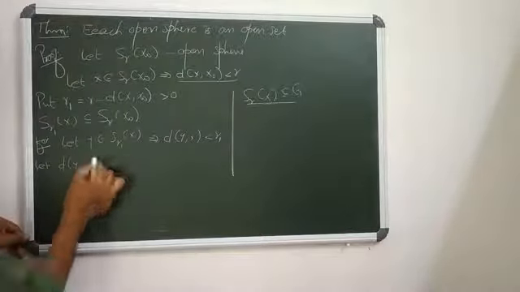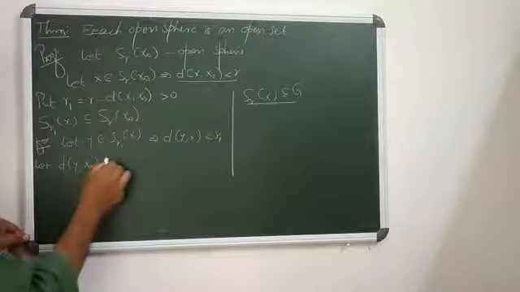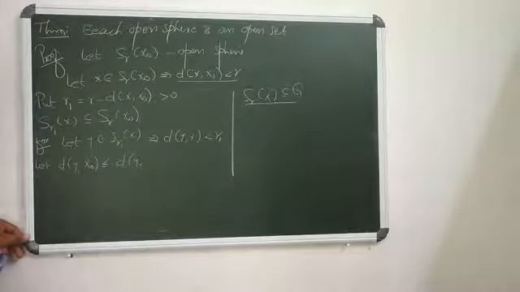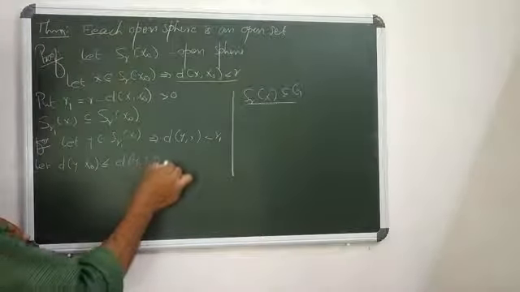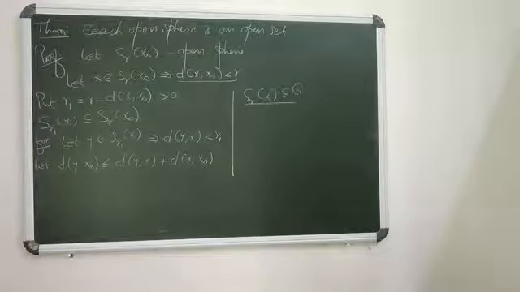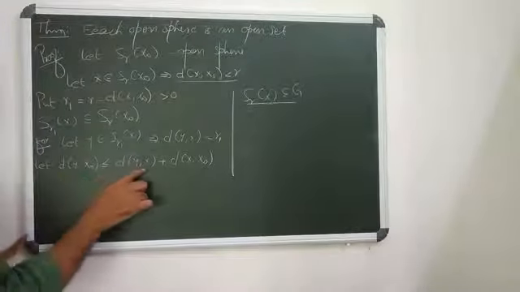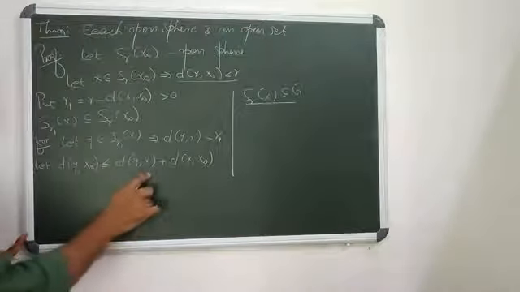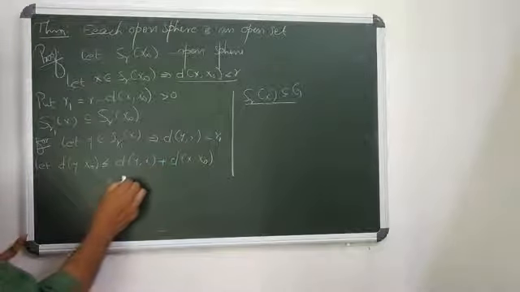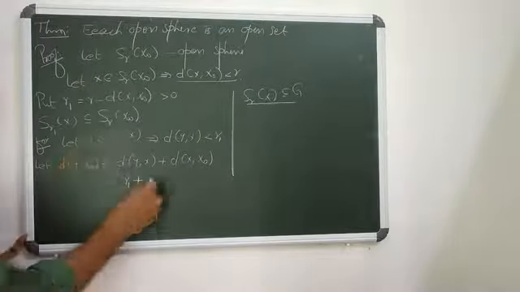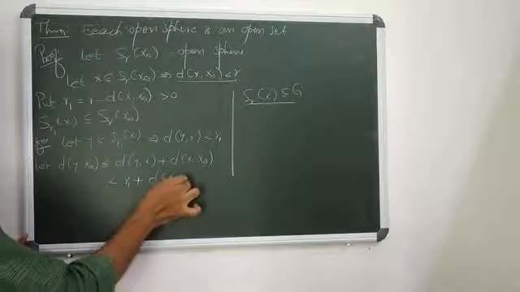d(y,x0) equals, what is d(y,x0)? d(y,x0) is less than or equal to d(y,x) plus d(x,x0) by the triangle inequality of the metric. So d(y,x0) is less than or equal to d(y,x) plus d(x,x0). What is d(y,x)? It is strictly less than r1, plus d(x,x0), that is r1 plus d(x,x0).